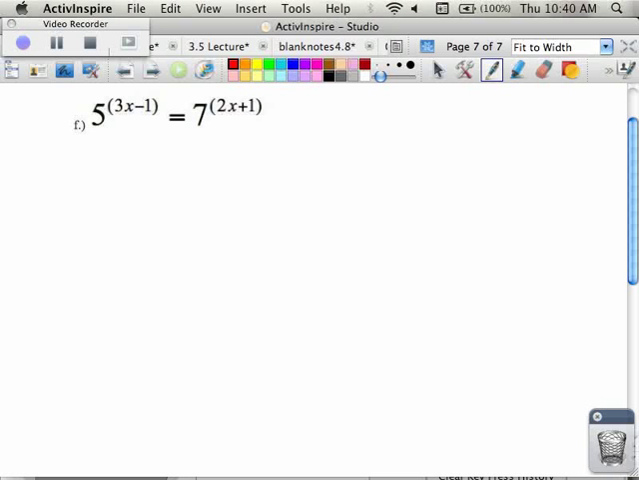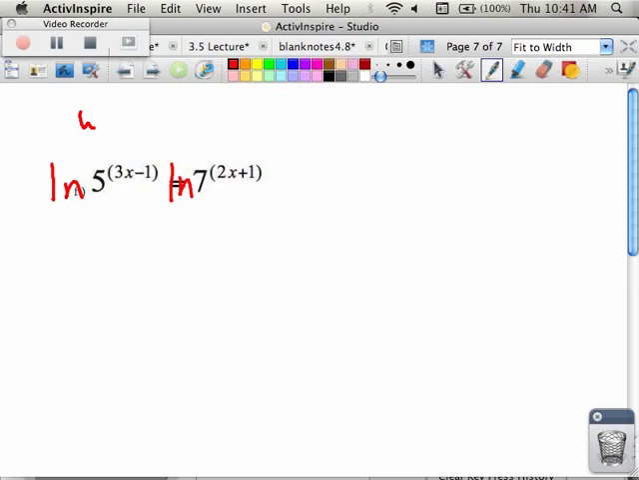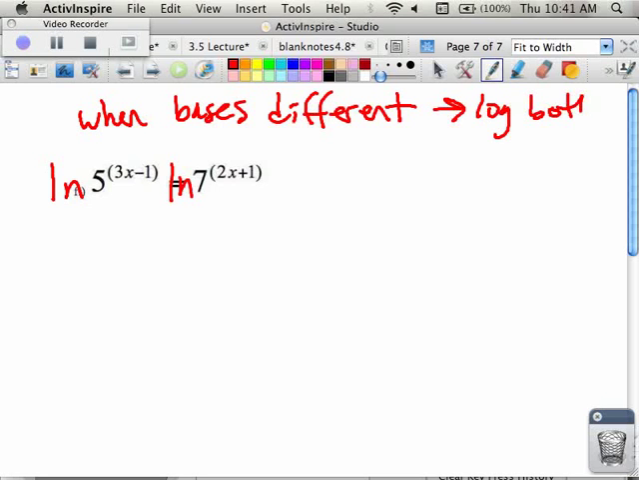One of the things that we taught you today is a strategy that's going to help you with these things when the bases are different. When the bases are different, here's what you do. Log both sides. When the bases are different, log both sides. I would write myself a note: when bases different, log both sides.